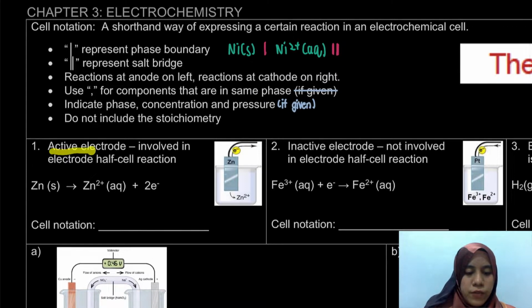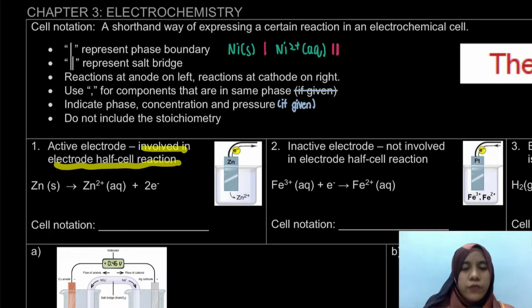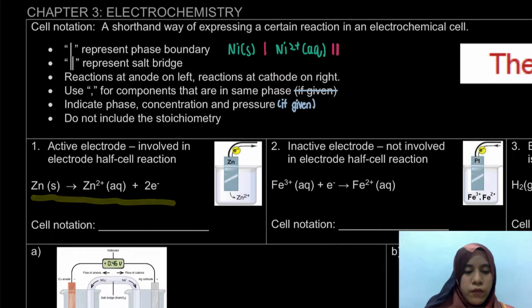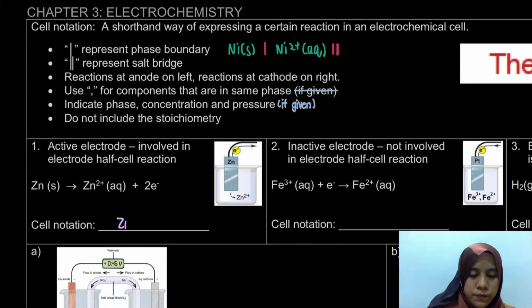Active electrode means that the electrode is involved in the half cell reaction. For example, here we have our zinc. Our electrode is zinc, and zinc is involved in the reaction itself, where it will lose two electrons. From the cell notation, we will follow the equation itself. It starts with zinc solid, so we will start with zinc solid, and then we have zinc 2 plus aqueous. Do we have to include the electron?